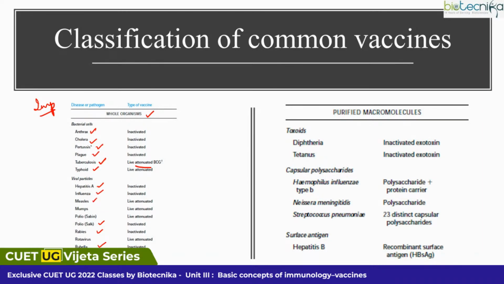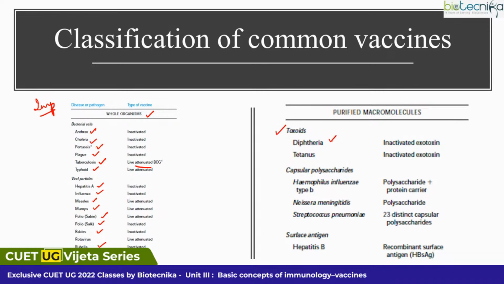For viral particles, for measles, mumps, and polio, Sabin. Then chicken pox, which is caused by varicella zoster, so that also is live attenuated. And there is another disease known as yellow fever, caused by a virus. So this also is an example of live attenuated.